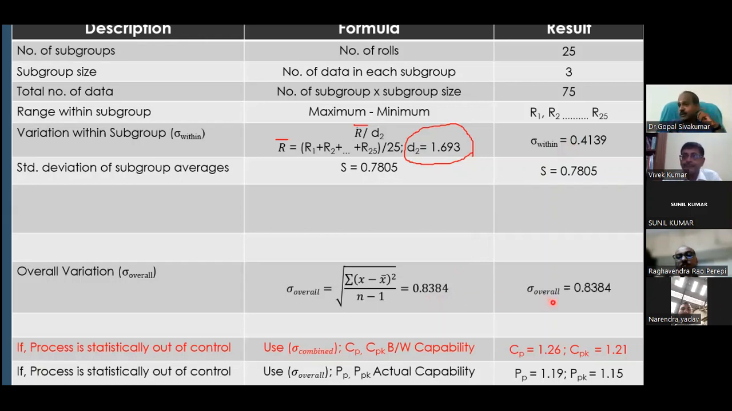And now the overall standard deviation is available. Now you can decide to use this standard deviation or this standard deviation. Both are coming from your company only. If I use this standard deviation, I get the Cp, Cpk.